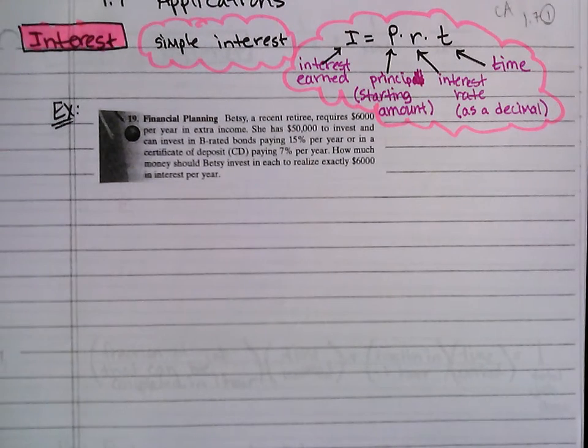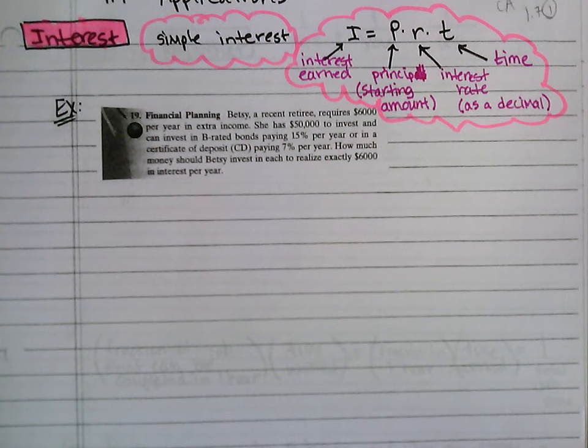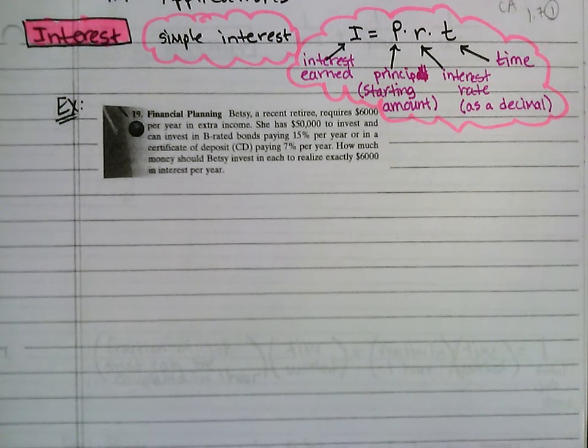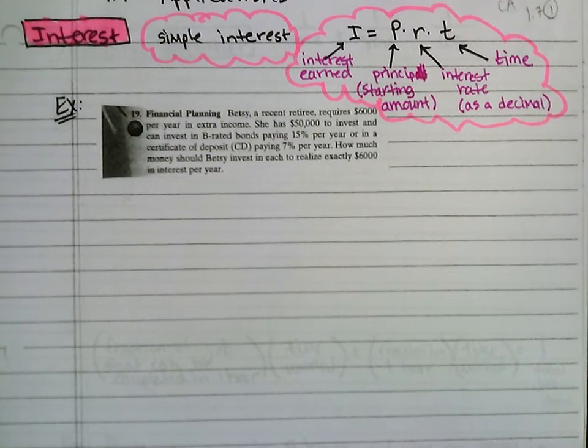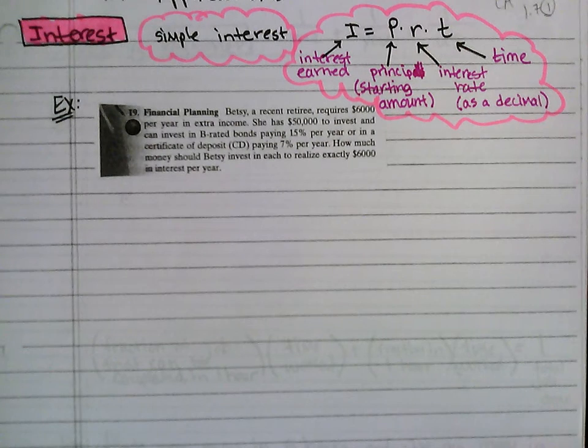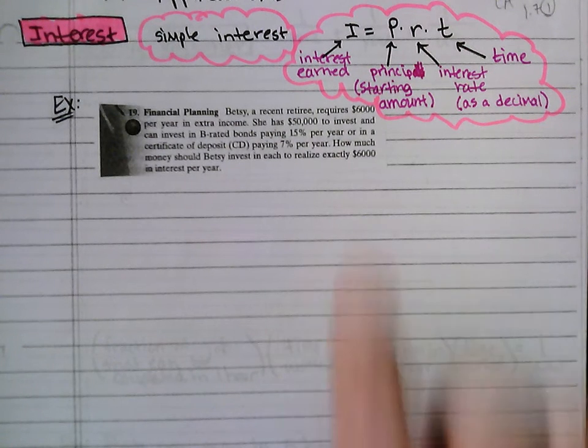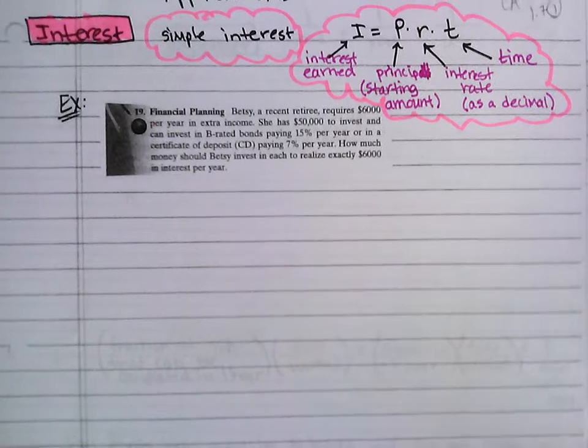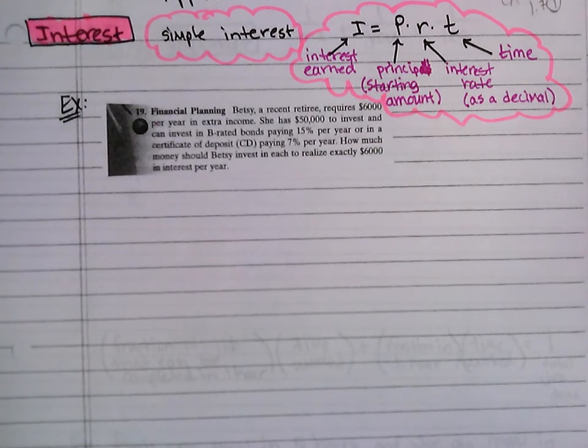Here we have an example. Betsy is a retiree. She needs $6,000 a year in extra income. She has $50,000 to invest, and she can invest in two different types of accounts. There's a B rated bond that pays 15% a year, or a certificate of deposit that pays 7% per year. How much money should Betsy invest in each to realize, or earn, exactly $6,000 in interest per year?